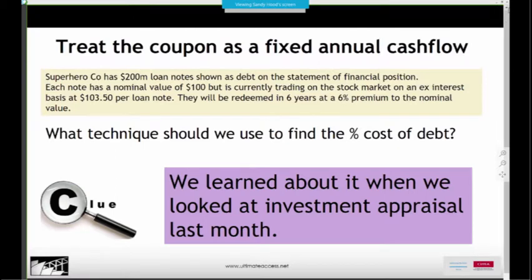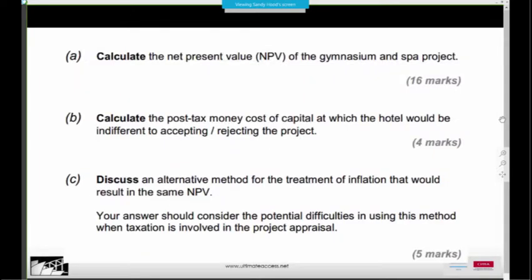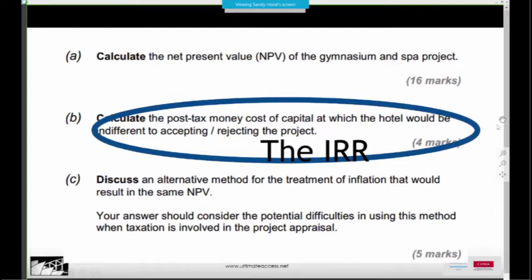Good for you. So the clue, if any of you need the clue, is that we looked at this when we did the investment appraisal last month, and we were looking at the second workbook, which was the way that they found the post-money cost of capital at the hotel, and we called it the IRR, the internal rate of return.